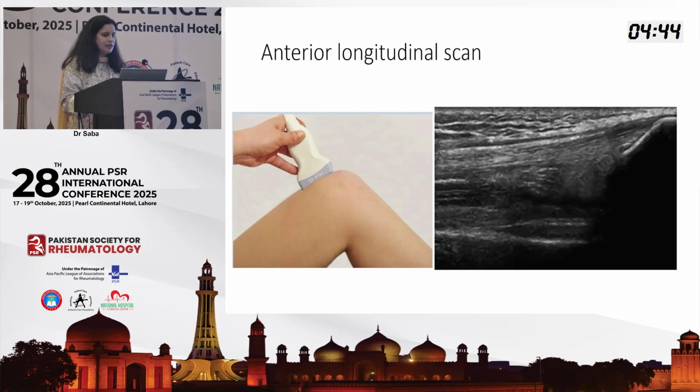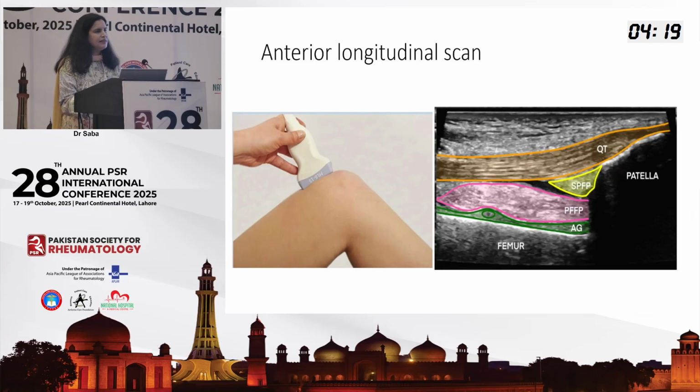So in an anterior longitudinal scan, you see a structure like this. This part is definitely the bone, which is the patella. When you put your probe longitudinally onto the upper part of the knee, make sure your probe is bridging the femur as well as the upper part of the patella. Once it bridges, you will be able to see part of the patella as well as the quadriceps tendon. Let me label that for you. You'd be able to see the patella and the quadriceps tendon.